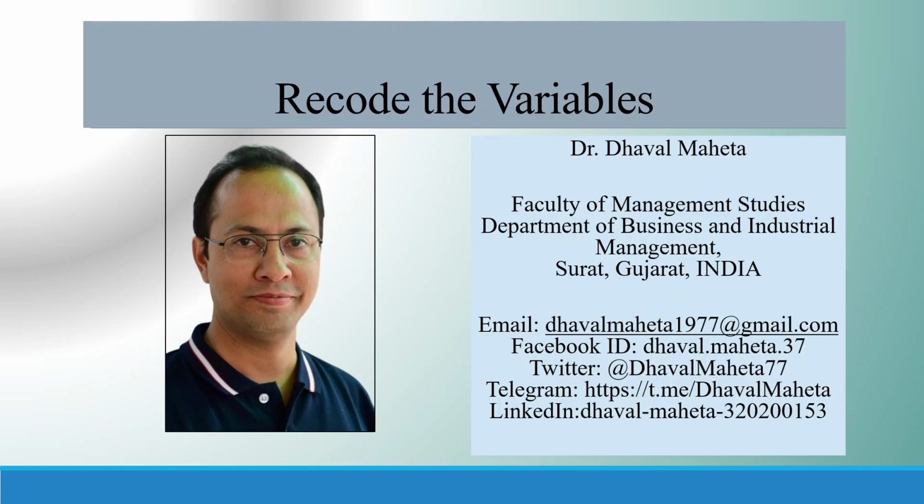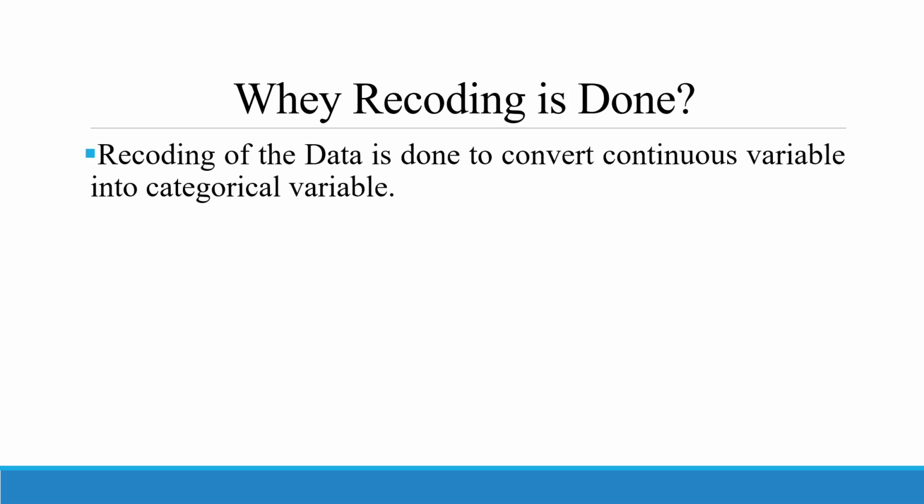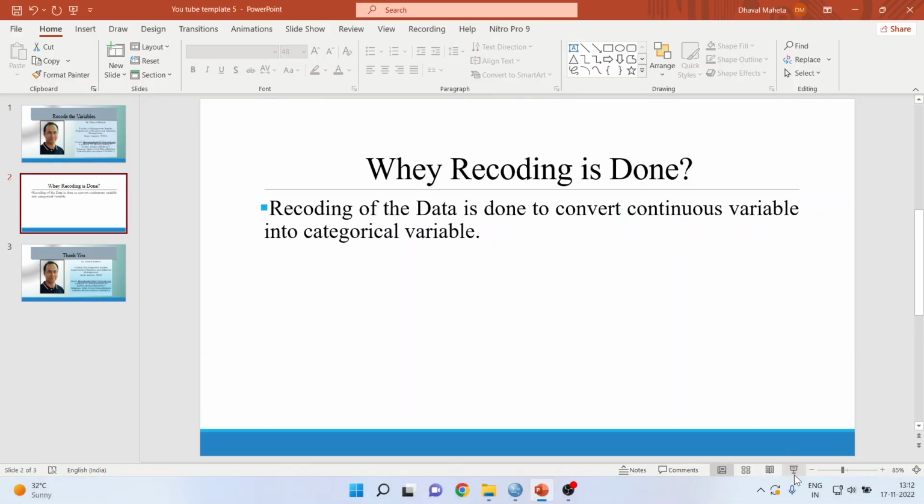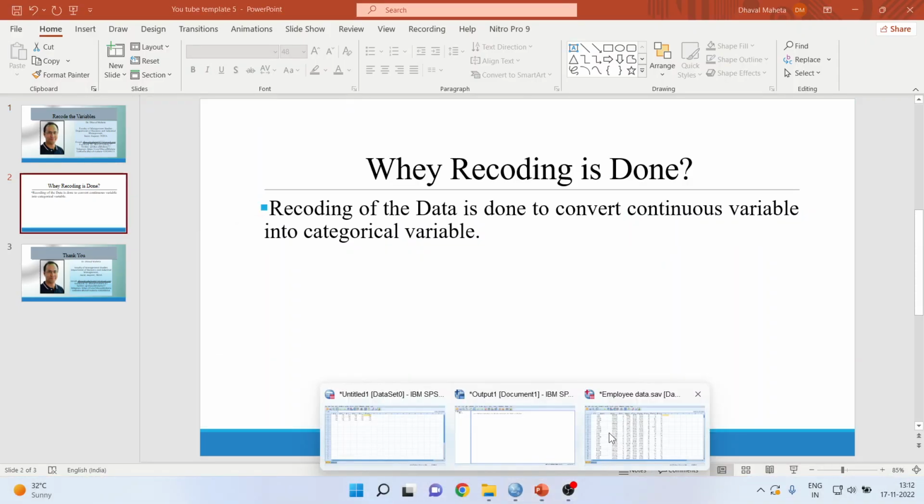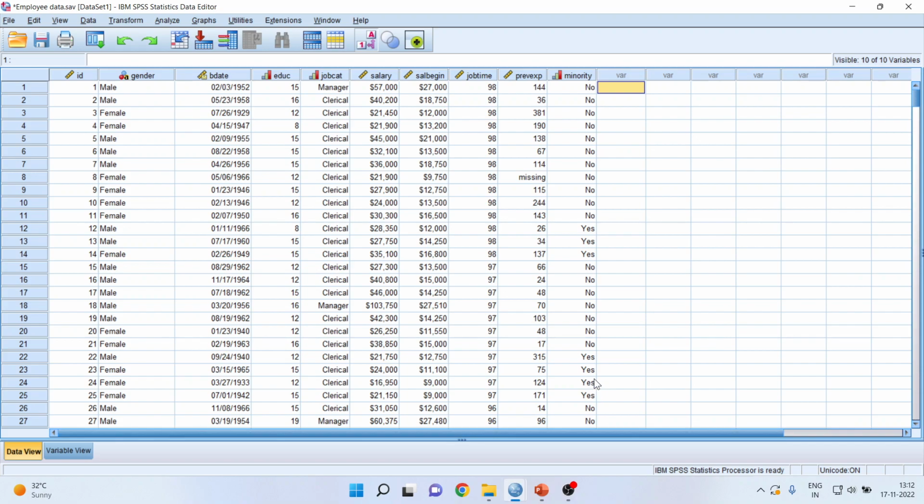This is Dr. Dhaval Maheta, and today we will understand how to recode the variables. But first of all, let us try to understand what is recoding. Basically, recoding of the data is done to convert continuous variable into the categorical variable. We will try to explain this by the sample data, which is employee data. This data is available in samples folder of the SPSS.